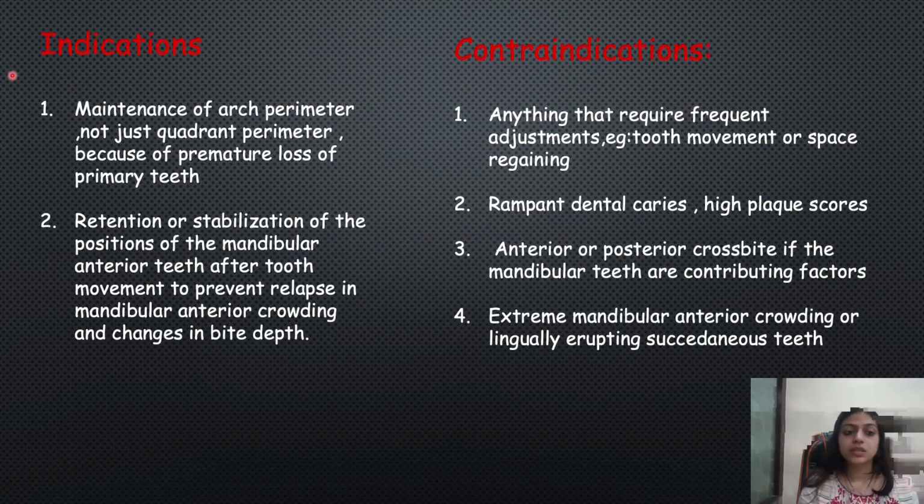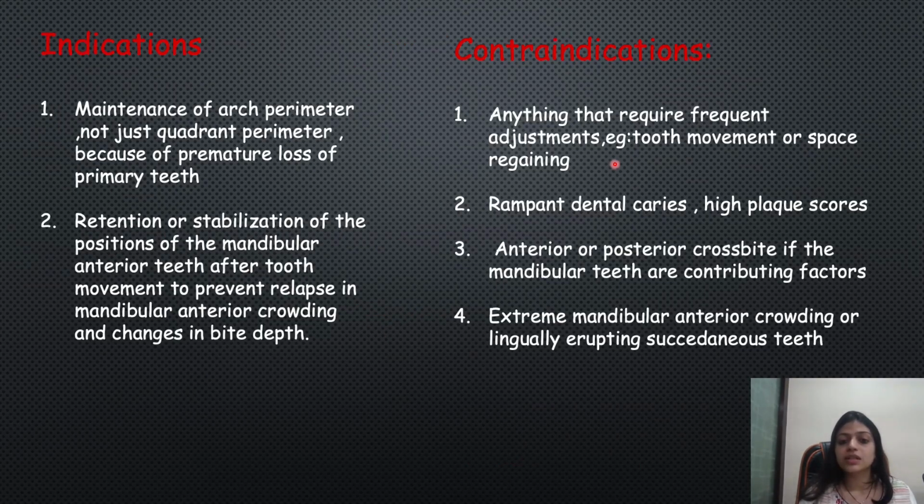Indications. Maintenance of arch perimeter, not just quadrant perimeter, because of premature loss of the primary teeth. Retention or stabilization of the position of mandibular anterior teeth after tooth movement to prevent the relapse in mandibular anterior crowding and changes in the bite depth.